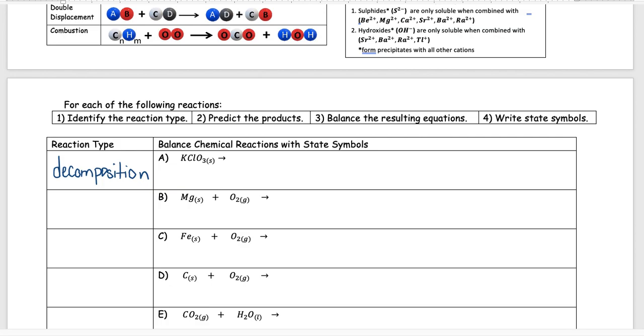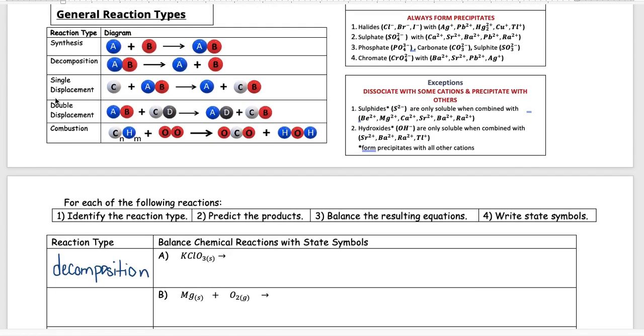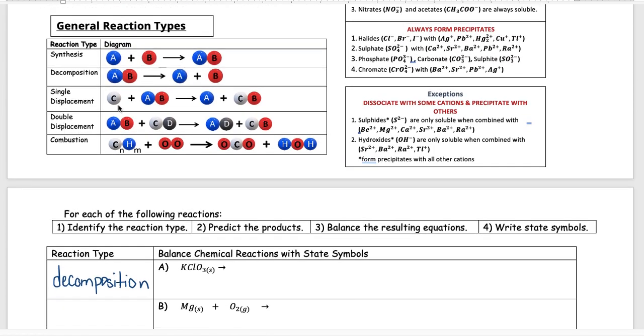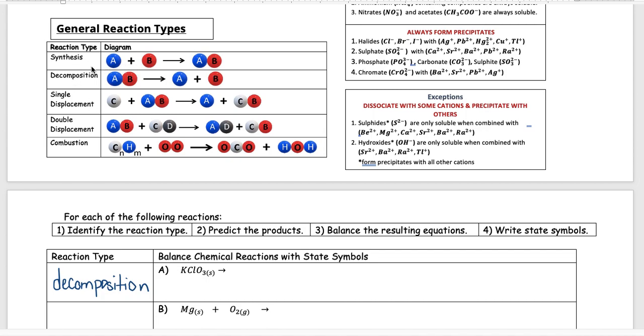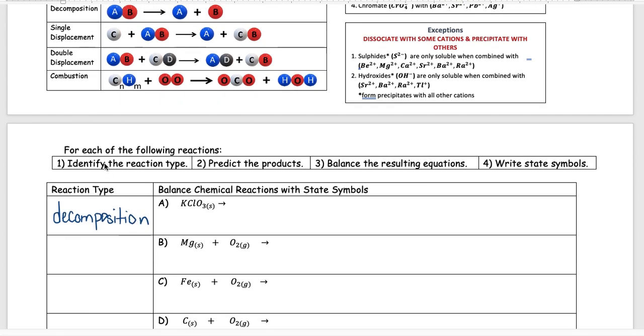Okay, here's the next one. So we have magnesium and we have oxygen, diatomic. So we have an element and element. Okay, so an element and element. What does that look like? So you're looking up here and you're like, okay, single displacement has a compound, double displacement has a compound, combustion has a compound, okay? So then you're like, well, it's not decomposition. It's not one thing breaking apart. It's a couple things. So it's a synthesis reaction, okay?